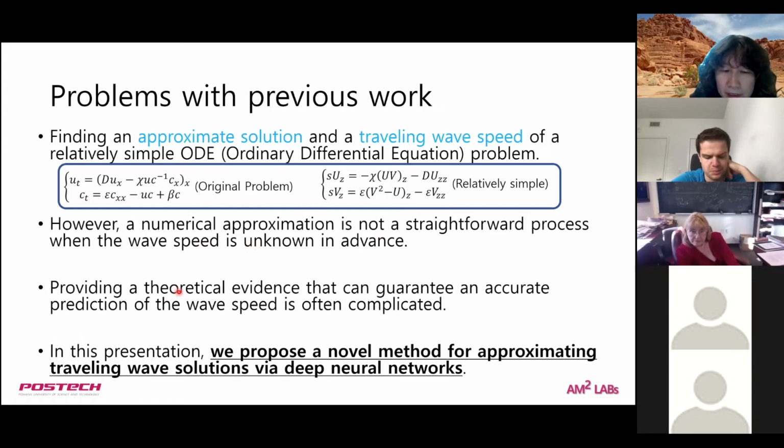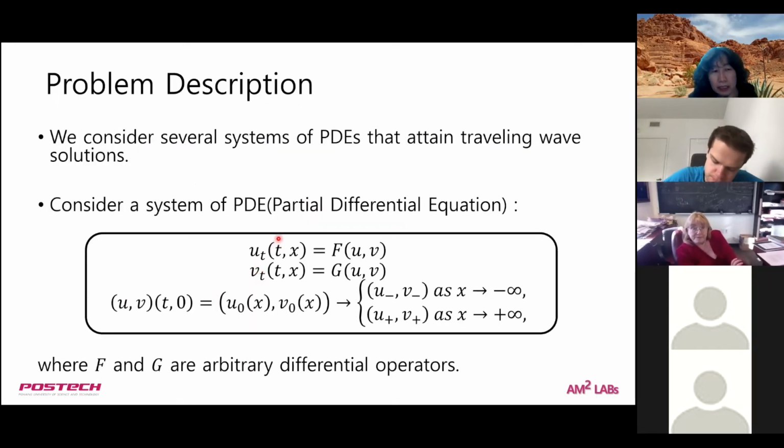Also, providing theoretical evidence that can guarantee an accurate prediction of the wave speed is often complicated. So therefore, in this work, we provided a method for approximating traveling wave solutions by a deep neural network approach. Okay, so then let's look at the problem description briefly.